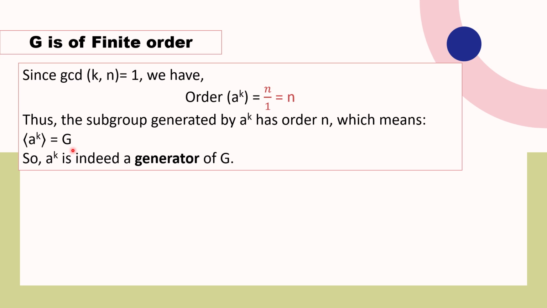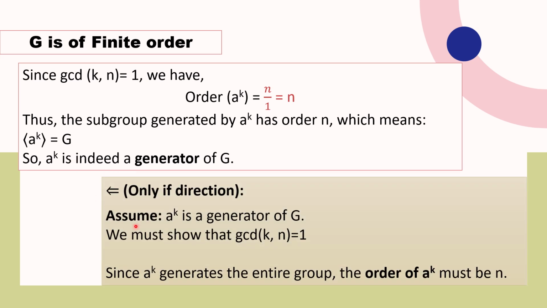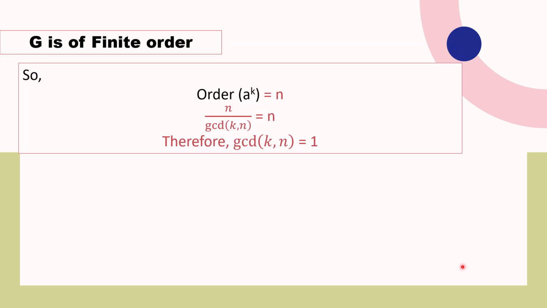Okay, now we go to the opposite direction. That is, now we are going to assume that a^k is a generator of G, and we must show that GCD(k, n) is equal to 1. Now, since a^k generates the entire group, this is what we are assuming, what does this mean? That the order of a^k must be equal to n. This is what we are assuming, that a^k generates the group. So we know that the order of a^k will be equal to n, that is the order of G. So what we are saying is order of a^k is equal to n.